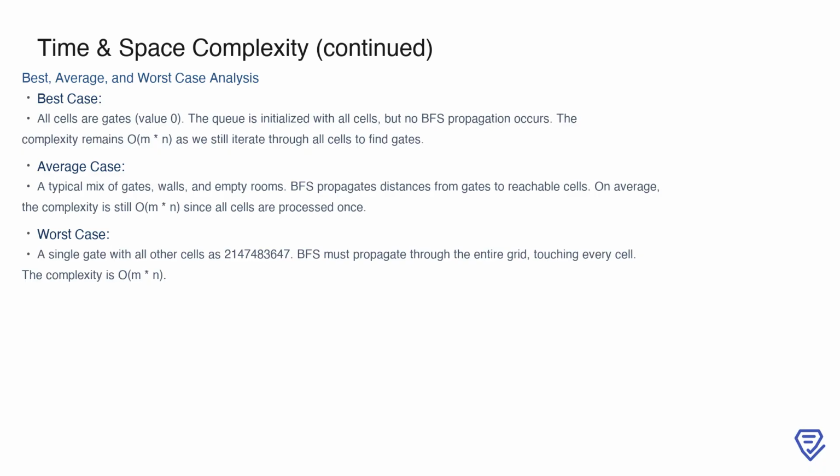In an average case, where there's a mix of gates, walls, and empty rooms, BFS propagates distances from the gates to all reachable cells. Even in this scenario, each cell is processed only once, so the complexity remains O(m*n). Finally, in the worst case, when there is only one gate and all other cells are 2147483647, BFS must traverse the entire grid to update all cells. Even in this case, the complexity is O(m*n). This consistency across all cases highlights the efficiency of the algorithm.